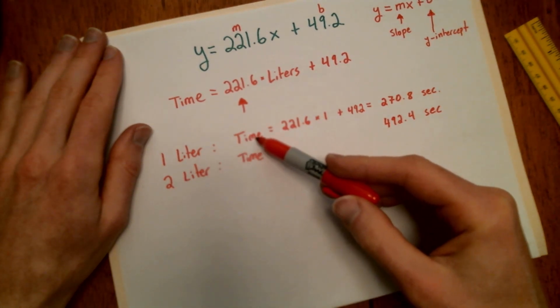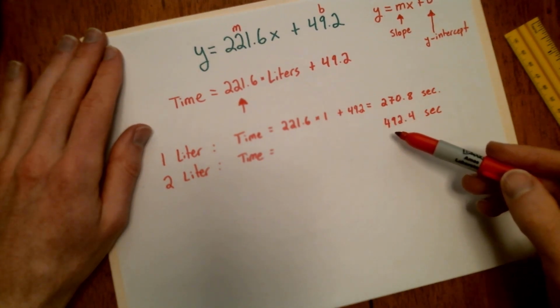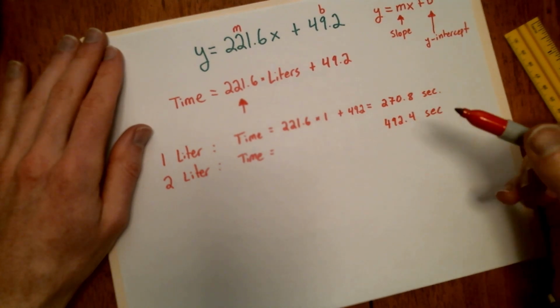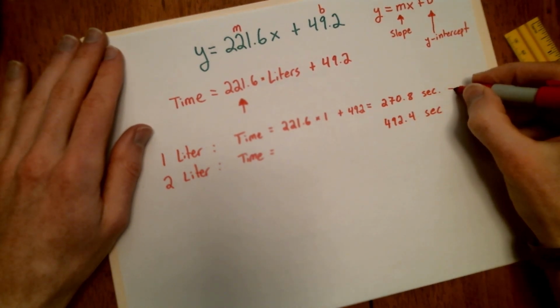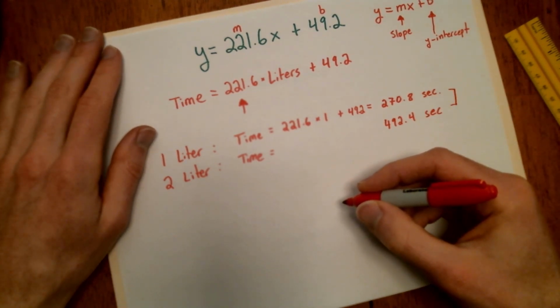I've calculated out the 1 liter case here, and I don't have to do it again. We did this just moments ago for 2 liters. Then I want you to take a look at the difference between these two values. By how much do those two values differ?